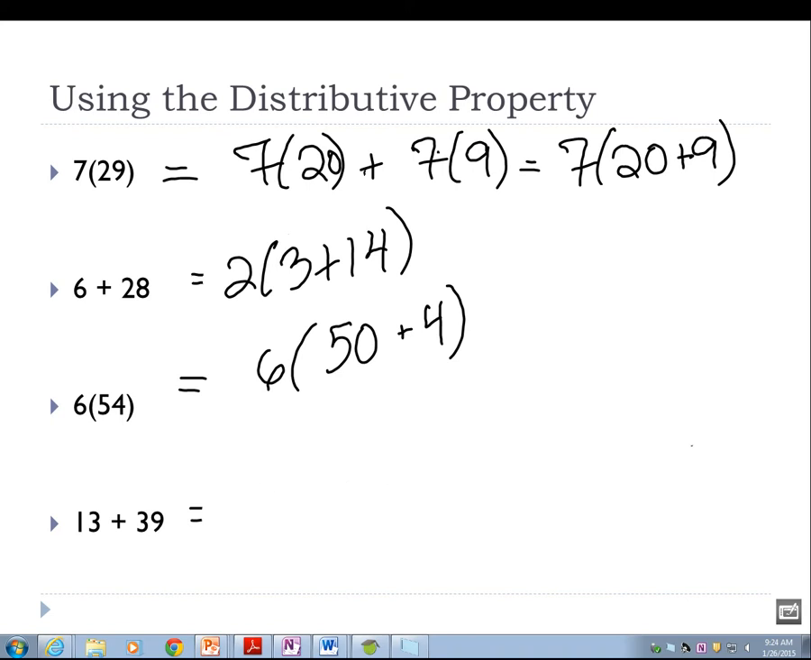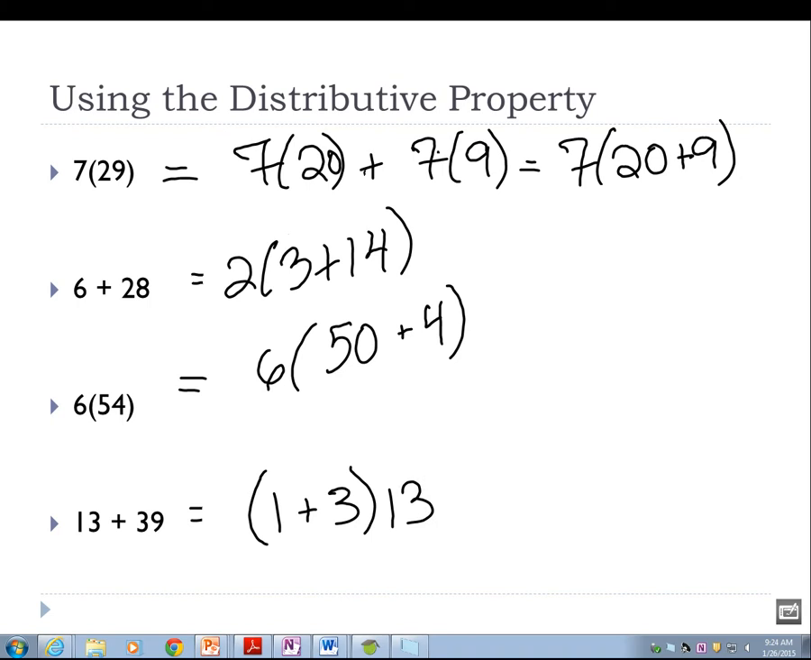What number are we going to pull out of there? What number is the greatest common factor between the two of them? There it is. 13 times 3 plus 1. 1 plus 3 times 13.